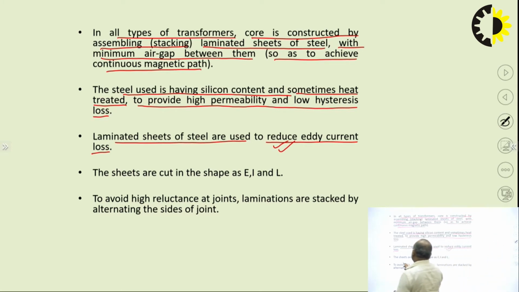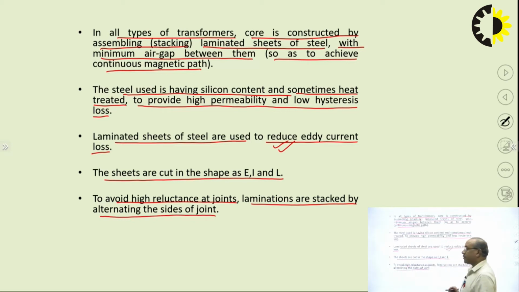These laminated sheets are cut in the shapes E, I and L to assemble the core. To avoid high reluctance at joints, laminations are stacked by alternating the sides of the joint. This is also done so as to avoid the high reluctance at the joints.